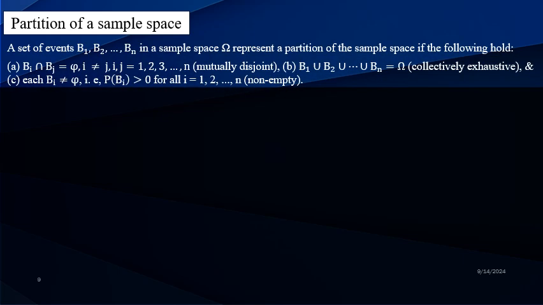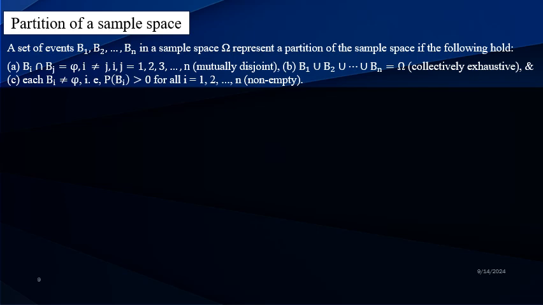partition of the sample space. You have to partition a given sample space into n number of subregions. So how can we partition? Again, when you discuss partition, the partitioning members must satisfy two properties. The first property is mutually disjoint. And the second property is totally exhaustive in nature.